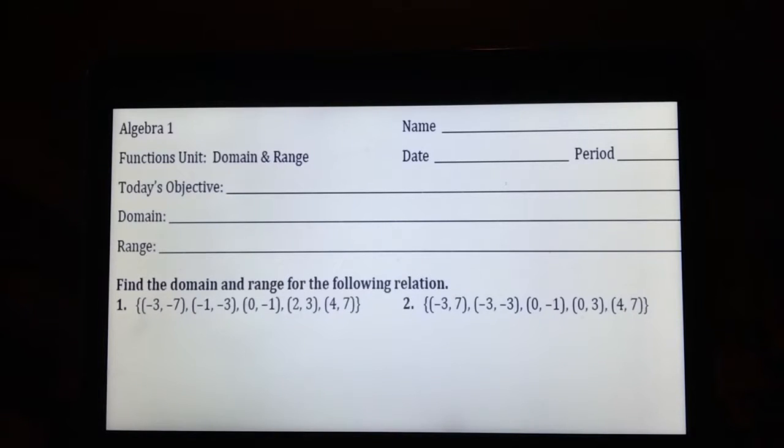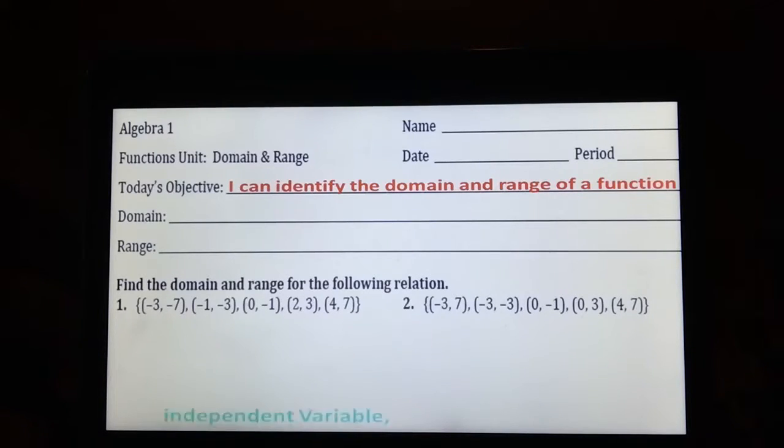So let's go ahead and write down today's objective. Today's objective is I can identify the domain and range of a function. Now, over here you can see I'm going to have you put the definition of the domain and range. I'm going to tell you what the domain is, and then you're going to select which of the following are going to be parts of the range, okay?